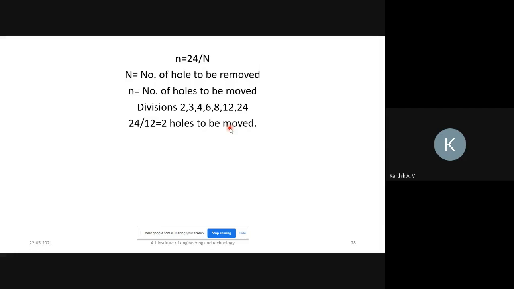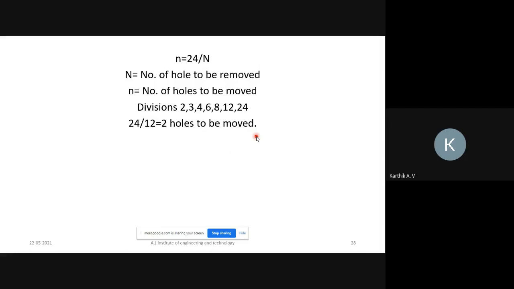So this is called the direct indexing mechanism. 3, 6, 9, 3 holes are over. Next 12, 15, 18, 21, 24. Total 8 holes are over in the workpiece, so 8 equal divisions are possible. So you have to move 3 holes in the plate. That is the direct indexing mechanism.